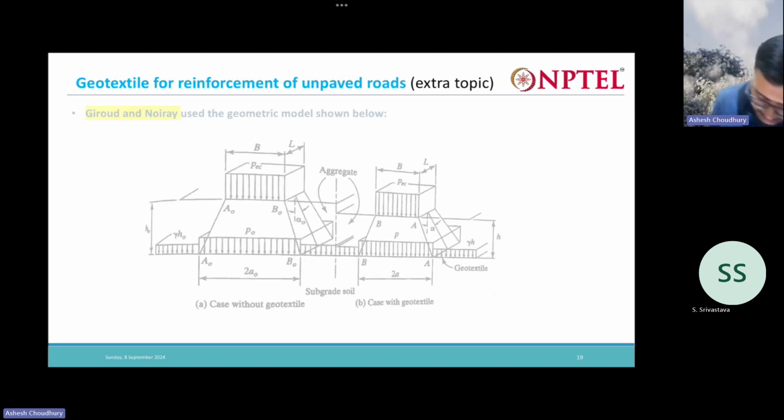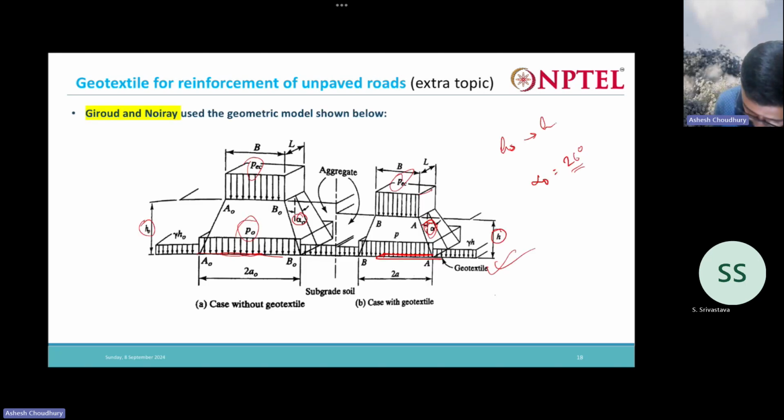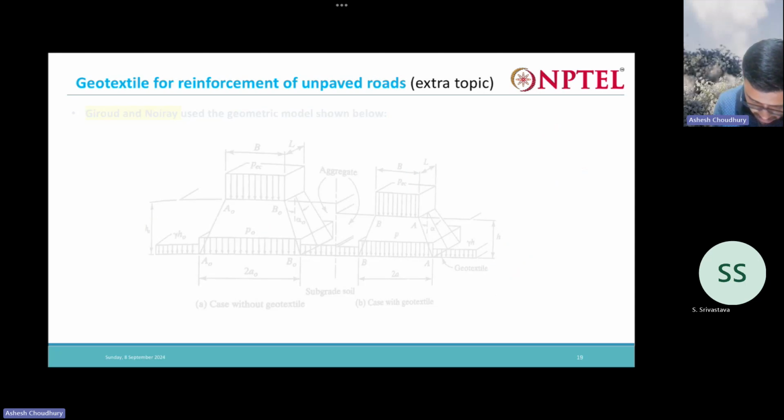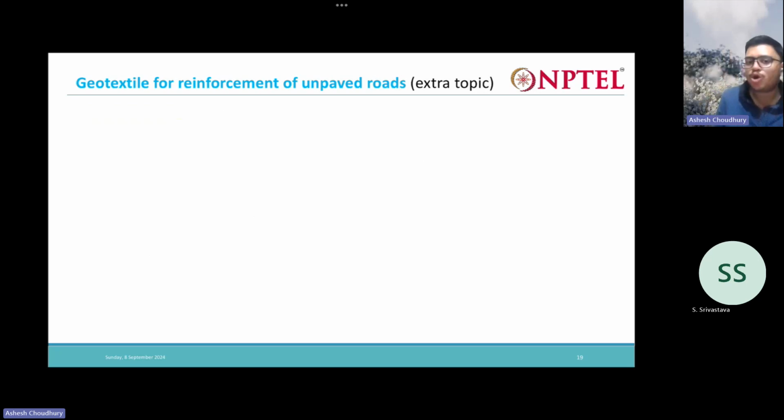So now see, from here you have this P naught, and here you have this P. Let me write this P naught and P for you. As I said, P naught and P are the sum of the pressure coming from the wheel load and also from the weight of the aggregate that you have placed, that is gamma into H or H naught, where gamma is the unit weight of the aggregate.